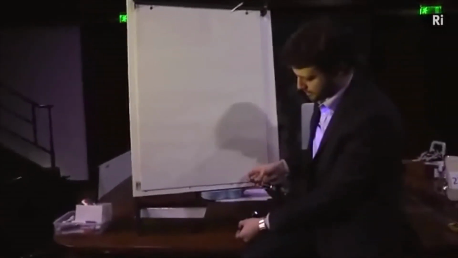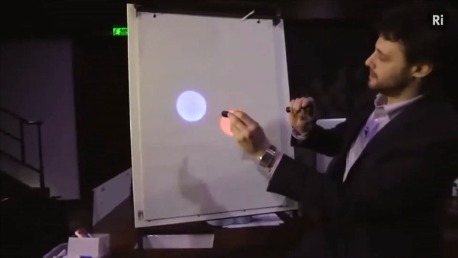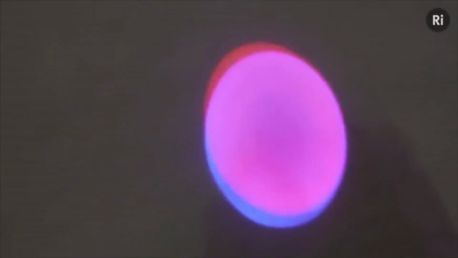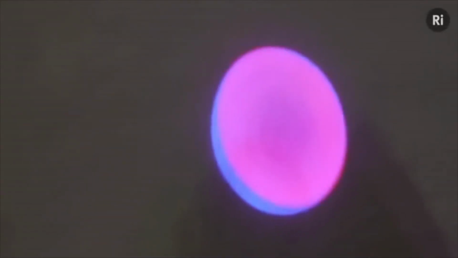And I can show you that. So with my red and blue torches, when they combine together, there you see magenta. Absolutely beautiful. And that's why you don't see magenta in the spectrum. You don't see magenta in the rainbow because it doesn't have a wavelength. It's just the absence of green, if you like.